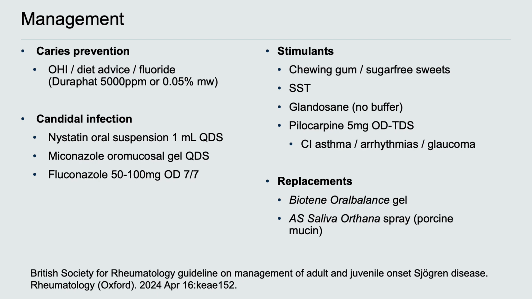In terms of replacements, Biotene oral gel or Saliva Orthana spray can also be used. It is important to note that there is no evidence at present that any systemic or immunologically active agents can reduce the oral dryness of Sjogren's syndrome.